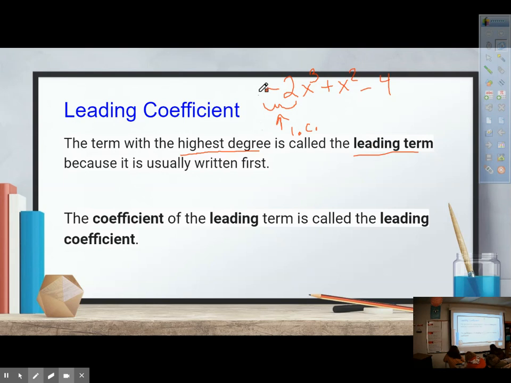The coefficient is the number in front of the variable. So like here, the coefficient's negative 2. Here, the coefficient's positive 1. And here, your coefficient is negative 4.